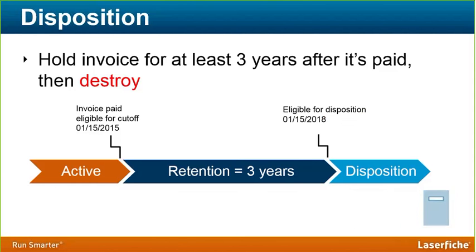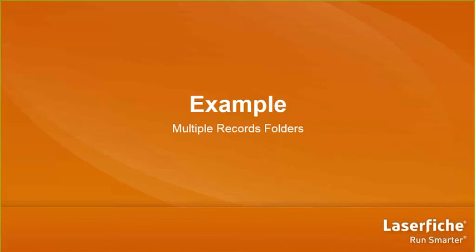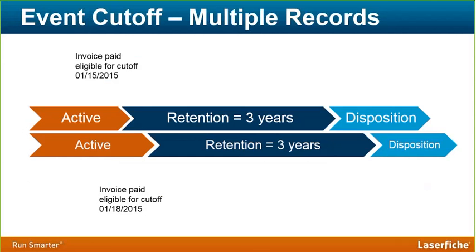So let me go ahead and show you what that looks like. So I'm going to be going over an example of what multiple records folders look like here for a cutoff. So here we're going to have the same life cycle, but we have more responsibilities. So we're going to be dealing with more records here. So as you can see, the cutoffs are at different times. So the dispositions are going to be at different times as well.